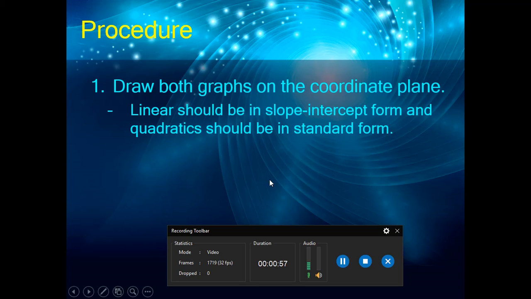So the procedure that we're going to follow is you're going to draw both graphs on the coordinate plane. For the linear equation, you're going to want to put it in slope-intercept form, and then you can graph it using the intercept and the path of the slope. The quadratic should also be in standard form, and typically I put that into my iPad and let the iPad generate a table, and then I just plot my points.